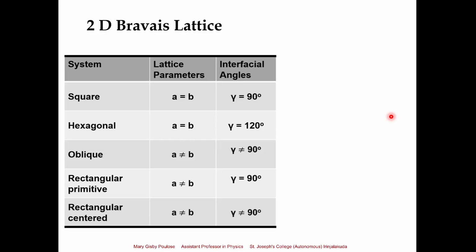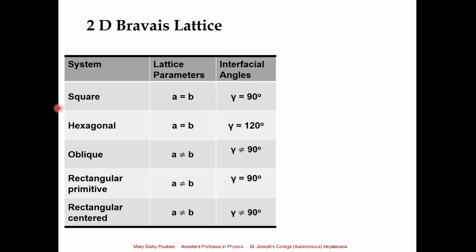In a two-dimensional lattice, Bravais classified the lattice into 5 systems, and it is given here. The 5 systems are the square system, hexagonal system, oblique system, rectangular primitive system, and rectangular centered system. Each of their lattice parameters are represented here. For a two-dimensional system, we have lattice vectors A and B and interfacial angle gamma.